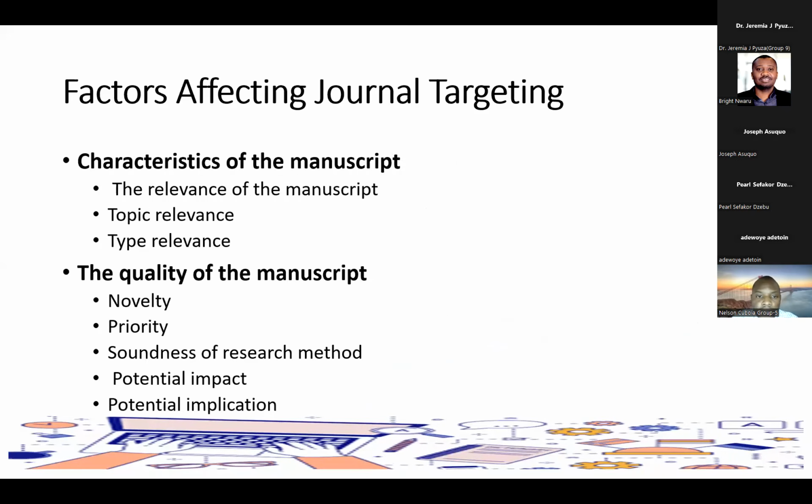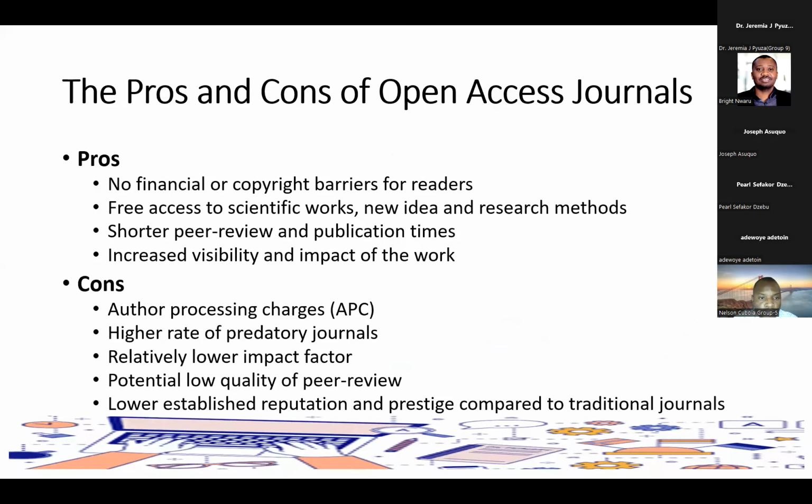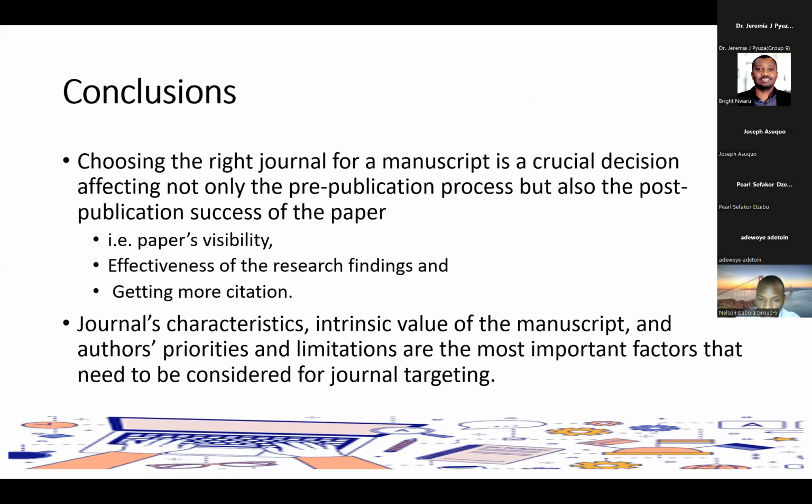There are these factors here which are very important for the pros and cons of open access journals, that you can read by yourself, because we are mostly going to publish here. But knowing the disadvantages, like author processing charges, high rate of predatory journals, relatively low impact factors, potential low quality of peer review, lower established reputation, all these you may be in need of when publishing open access. These are the prompts that you may get at the end. Thank you very much. The end of our presentation.